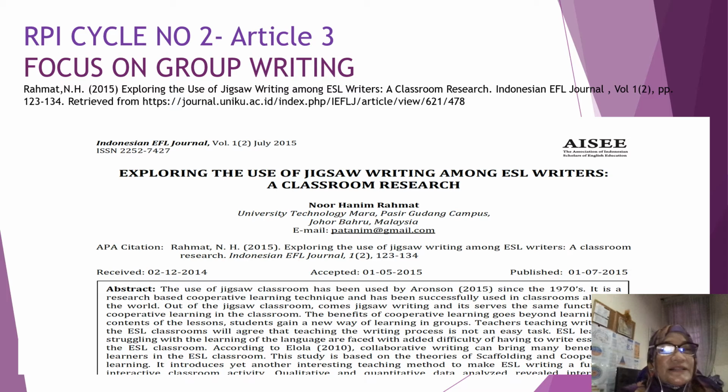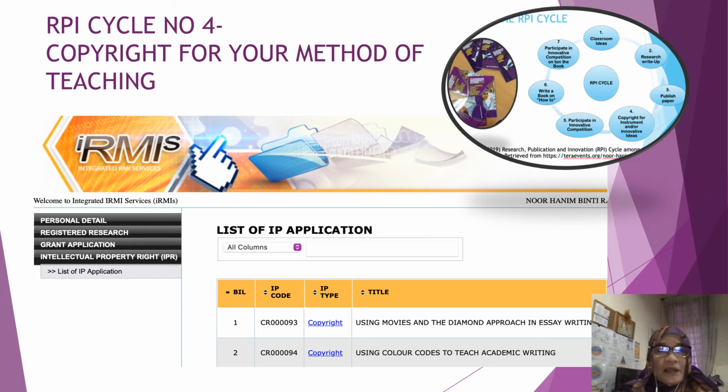This is actually number 2 and number 3, for research and publication. So this is RPI cycle number 2 and 3. Then what happens to number 4? So I didn't just stop there. Then I realized that I think it's something new. I did Google at that time. I realized that I haven't found anybody who actually taught topic sentences, controlling ideas, using color codes, using my diamond approach, using my movies, and actually copyrighted them. I applied for intellectual property at my university. So that will be number 4 in your RPI cycle.